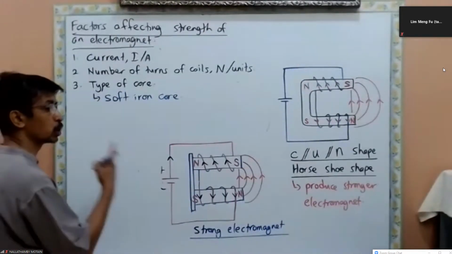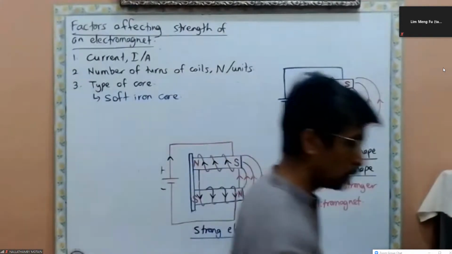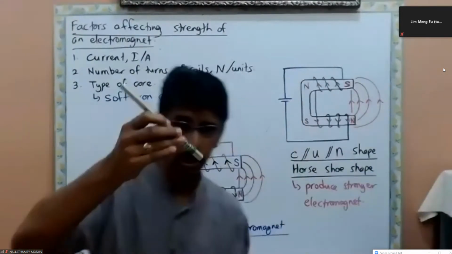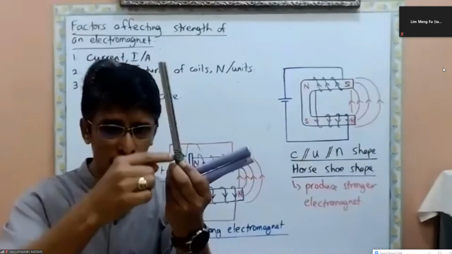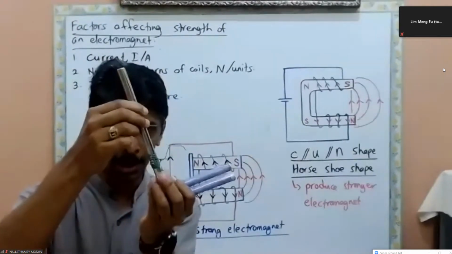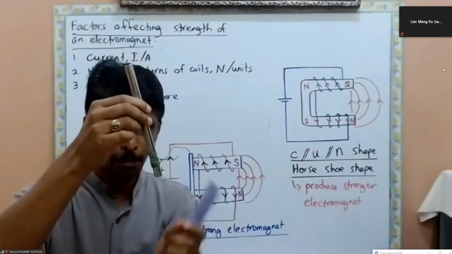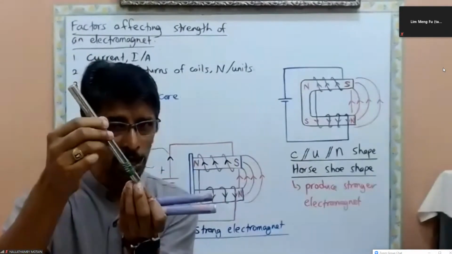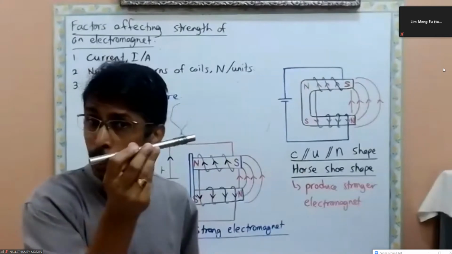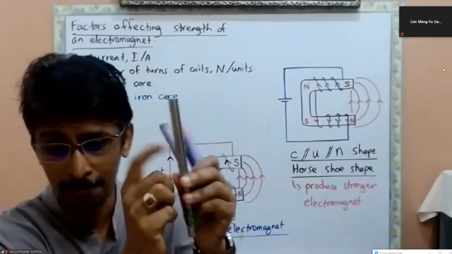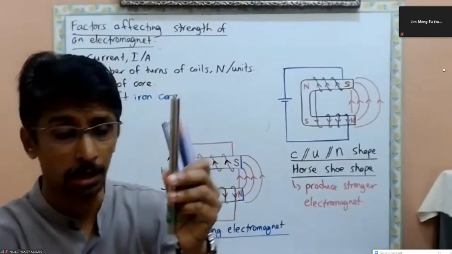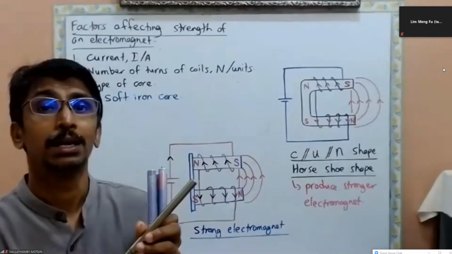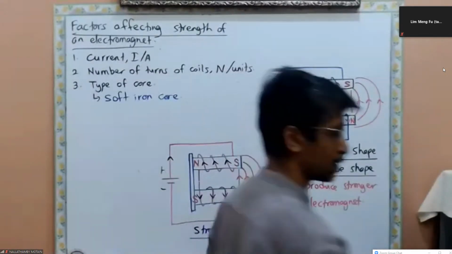Why do we have to choose soft iron? Last week I showed you the steel, right? This one is what? Stainless steel. When current flows, it is okay. It is magnetized. It attracts the needles. But when I disconnect the current, what happens? Still, some of the needles are attracted to the core. So that means it is not a good electromagnet. This is stainless steel. So we have to choose iron, soft iron core.